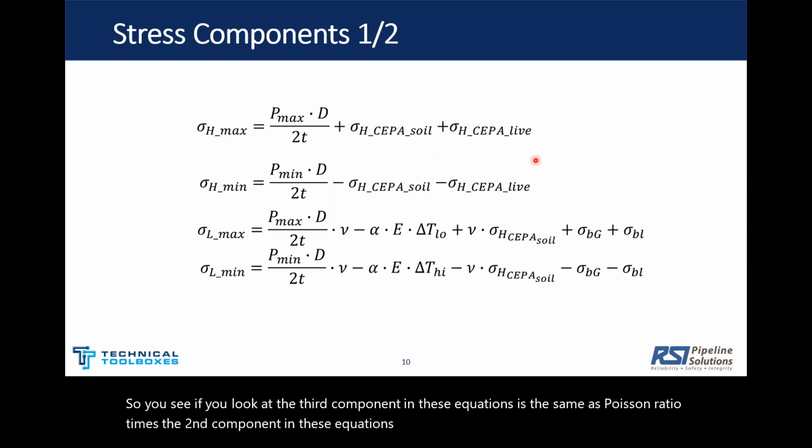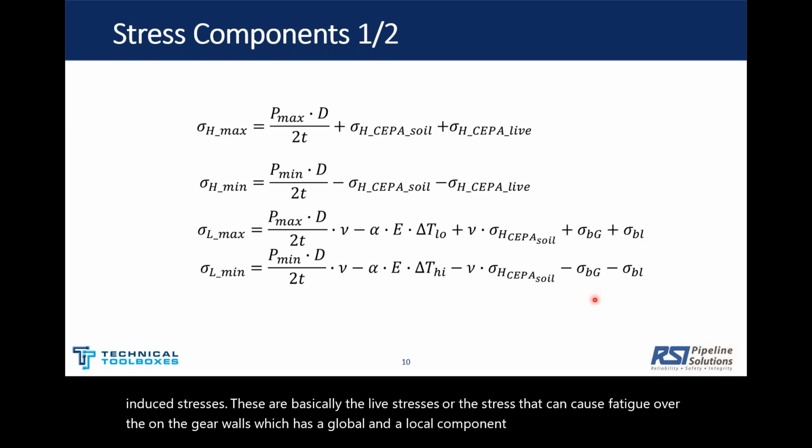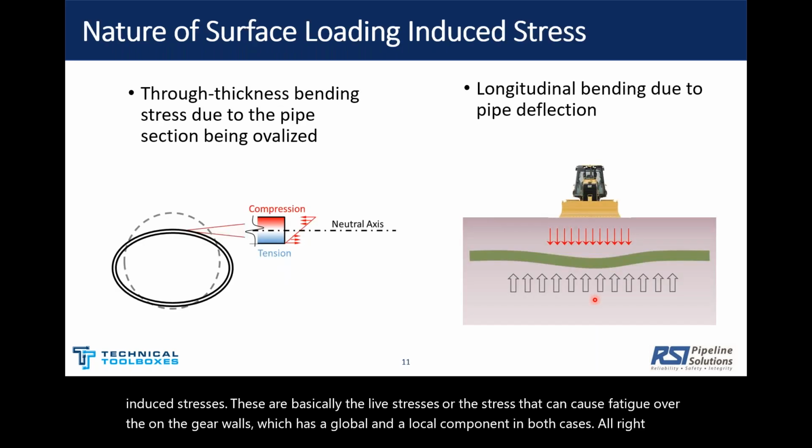And then the last two are surface loading induced stresses. These are basically the live stresses, or the stress that can cause fatigue on the girth welds, which has a global and a local component in both cases. All right, so these are the stresses.